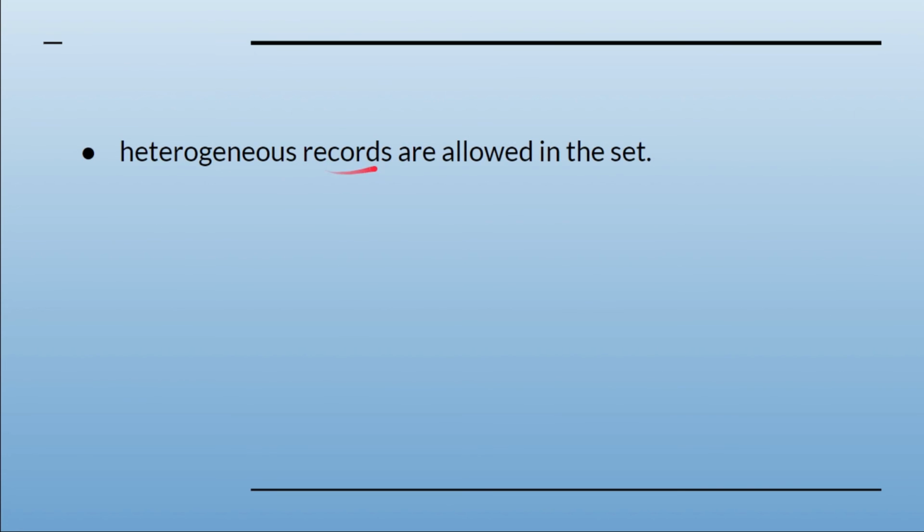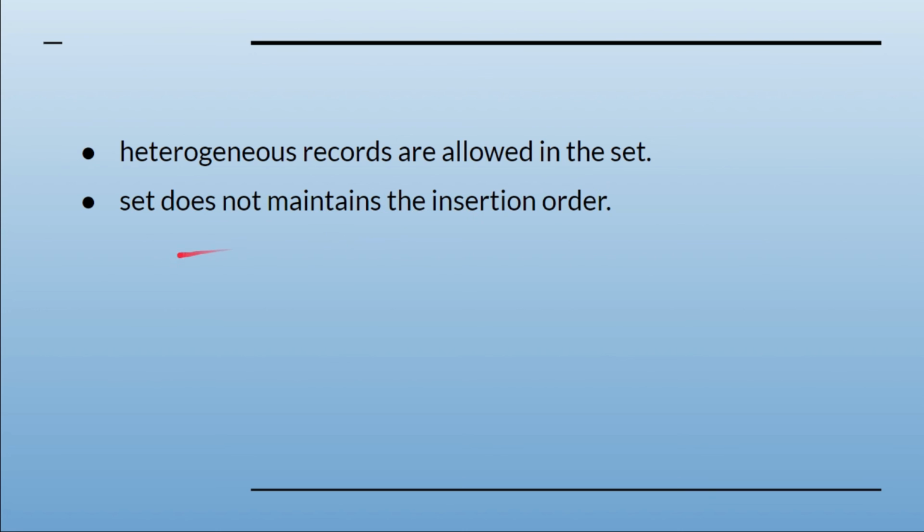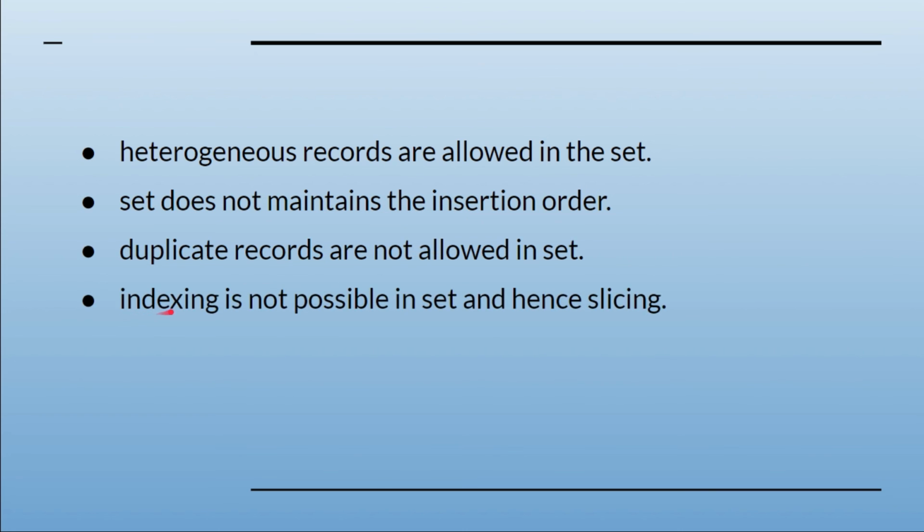Okay, so the properties of set that we saw today are: heterogeneous records are allowed in set. Set does not maintain the insertion order. Duplicate records are not allowed in set. And indexing is not possible in set, and hence slicing.